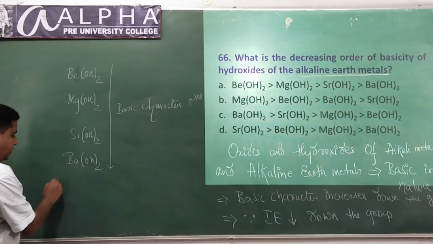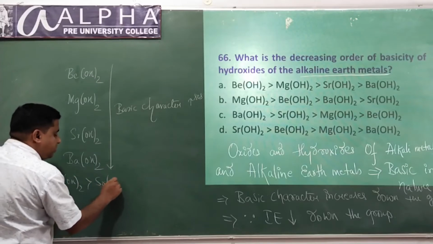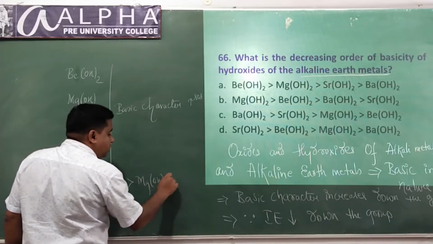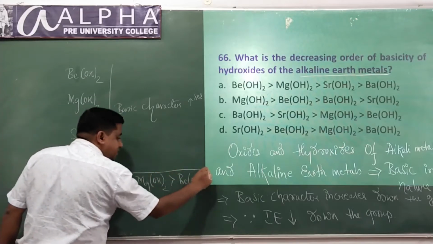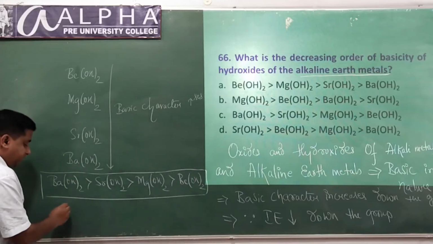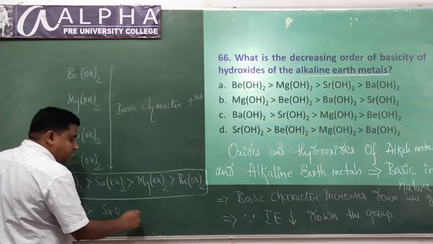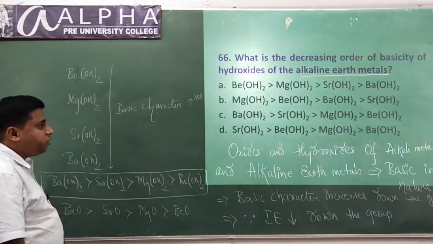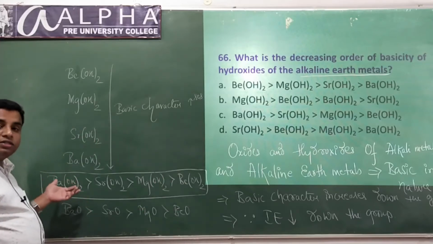Therefore, which is a strong base? Barium hydroxide is a stronger base than strontium hydroxide, which is a stronger base than magnesium hydroxide, which is a stronger base than beryllium hydroxide. This is the order of basicity of hydroxides as well as oxides. Even for the oxides, barium oxide is a stronger base than strontium oxide, which is stronger than magnesium oxide, which is stronger than beryllium oxide. This order holds good for both hydroxides as well as oxides.